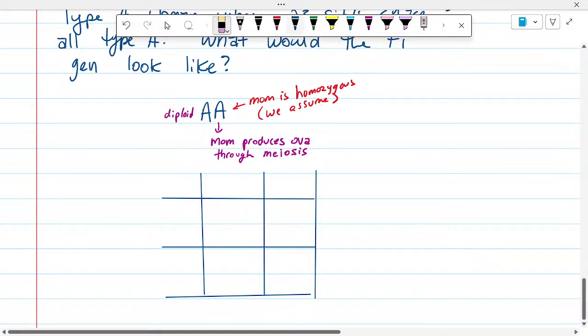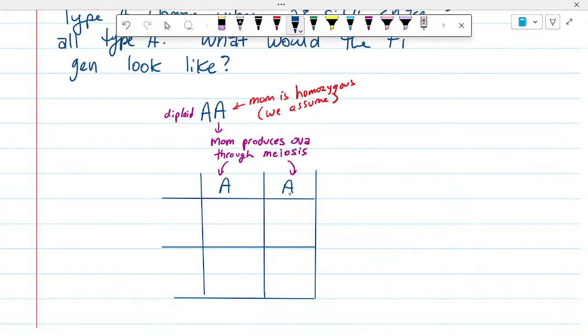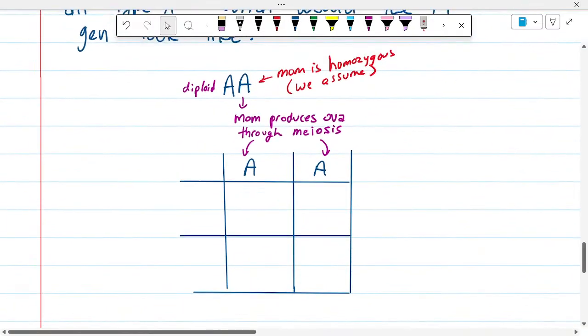Anyway, there we go. So when mom produces eggs via meiosis, those eggs will be haploid. Though in this case, she's either going to pass on a big A or she's going to pass on a big A. Okay, not very exciting, right? But even still, that would be the big A from her mom, and that would be the big A from her dad.